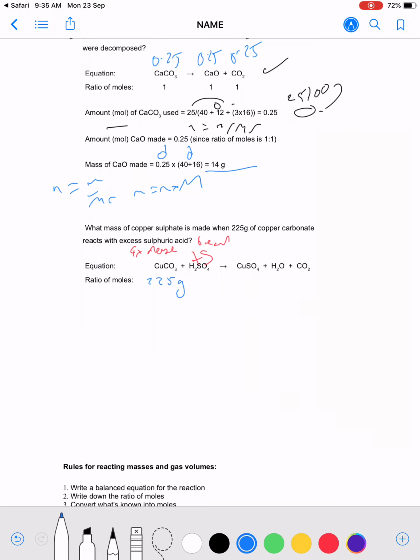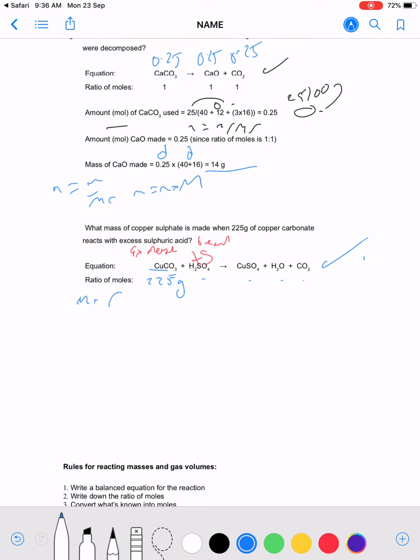Is this balanced? Copper 1, 1, carbon 1, 1. Oxygen 3 there, 4 there, that's 7, that's 2, 3, add 4 is 7. Sulfur is 1, it balances. So what do I need to know first? Well, I've got 225 g of my copper carbonate.